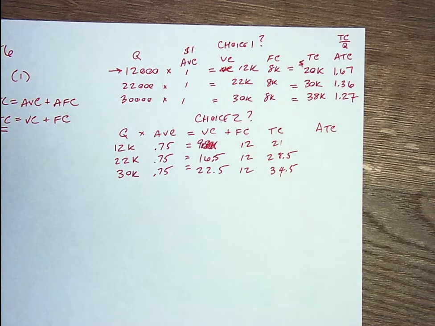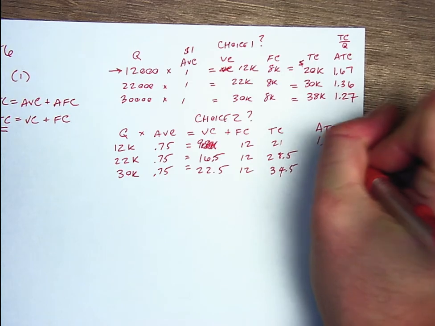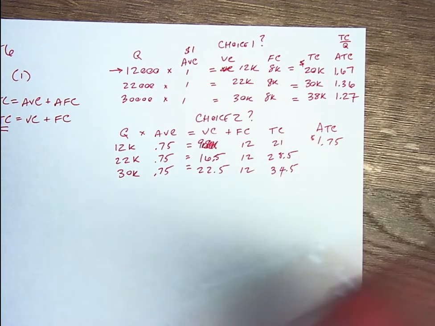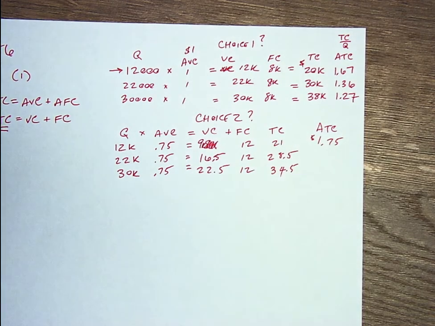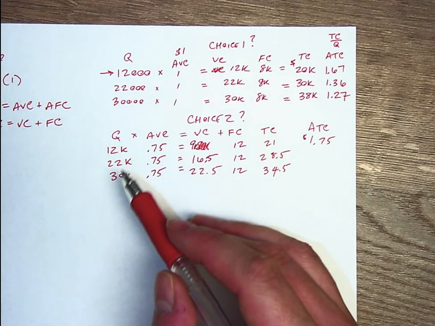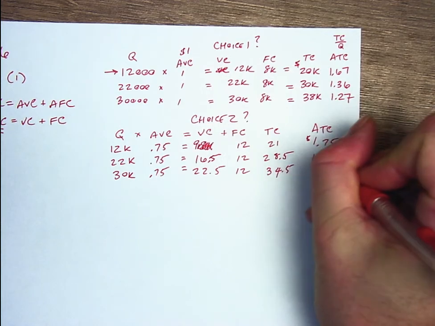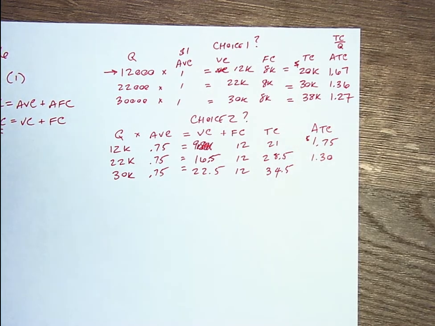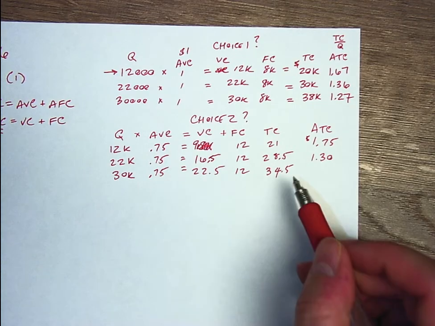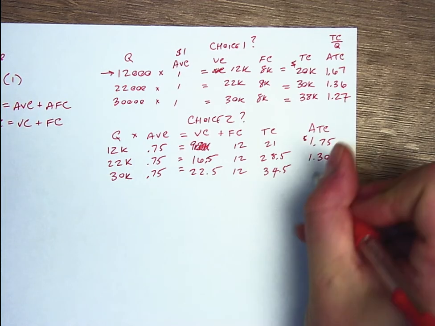So then ATCs are 21 divided by 12,000. So that's $1.75. And then the next one, 28,500 divided by 22,000 is $1.30. And for the third one, it's 34,500, that total cost divided by the total product, which is $1.15.